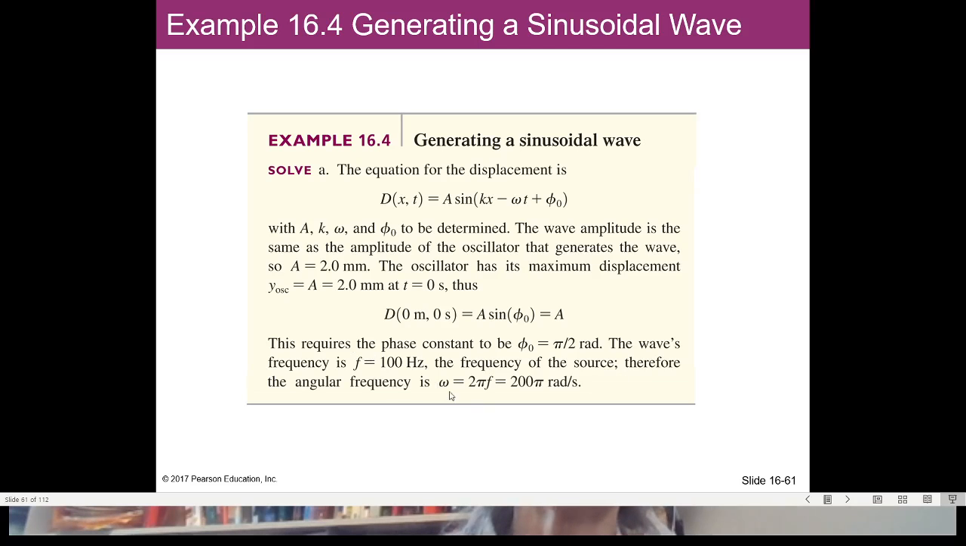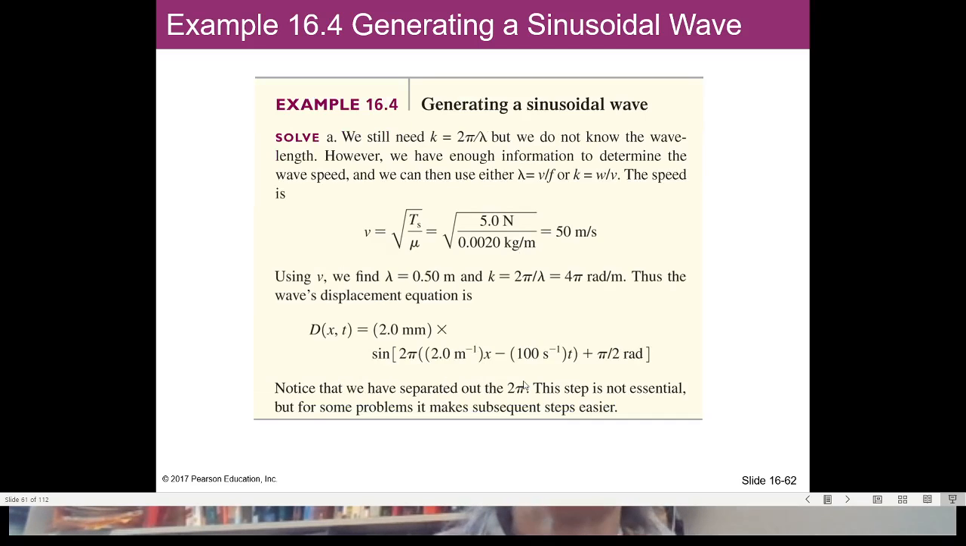So that gives you omega. And then finally, we need k, right? But we can get k because we know what the string is. We know the characteristics of the string. And so therefore we know what the speed of the wave is. All right. And that's given by the square root of the tension divided by the mass per unit length. Now, since we know omega, or equivalently f, we therefore can find out what lambda is.